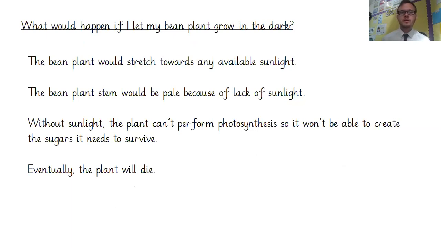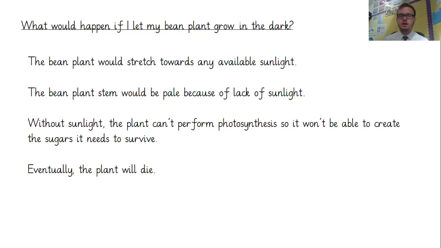So what would happen if I let my bean plant grow in the dark? Now, the bean plant would stretch towards any available light. It will get quite long and thin. It's basically trying to reach the sunlight. The bean plant stem would be pale, which means a sort of white color, much paler than the green that you'd expect from a plant. And that's because of the lack of sunlight. It hasn't got the right levels of sunlight it needs to be healthy.